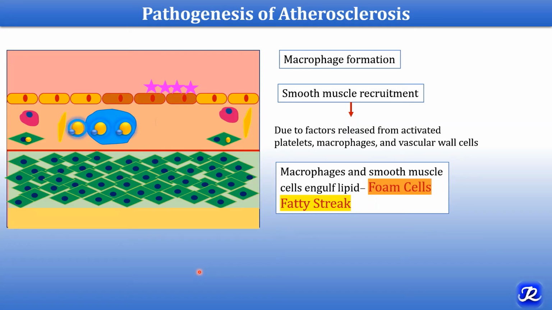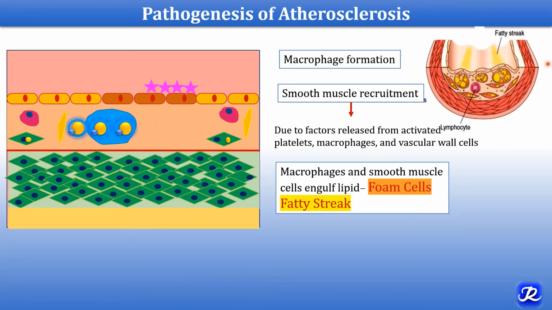So accumulation of foam cells underneath the endothelium creates the first marker of atherosclerosis, that is a fatty streak. And these fatty streaks are early reversible lesions. Most of the fatty streaks regress spontaneously, but some may develop into atheromatous plaques by fibroproliferative response. And the fatty streak looks like this.